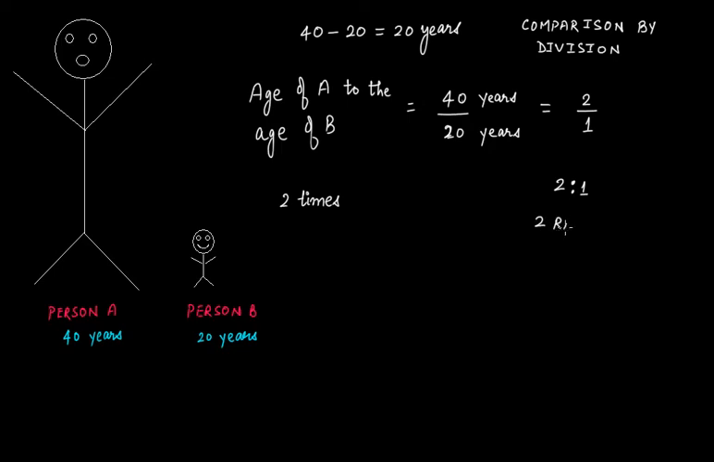2 ratio 1. Again, what is the ratio? Ratio is a comparison by division. Here when we subtracted, we got 20 years, but in this case we are getting by how many times the age of A is greater than the age of B. This is again a ratio where we have compared two values.